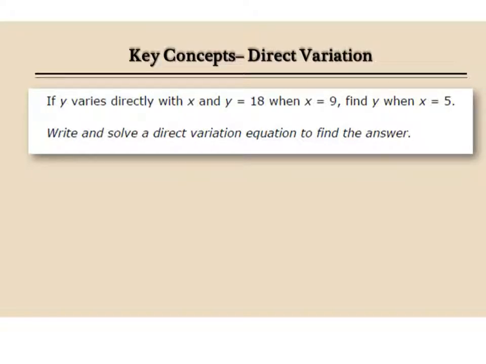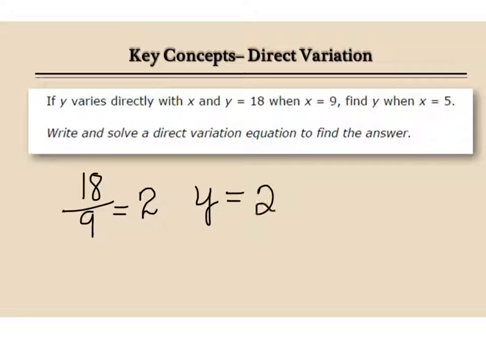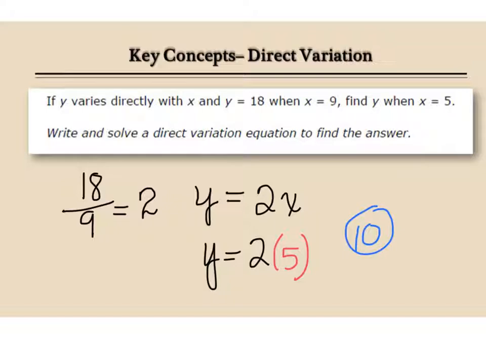All right, here's a little different type of problem. It says if y varies directly with x and y equals 18 when x equals 9, find y when x equals 5. So we're going to take y over x, so 18 divided by 9. 18 divided by 9 is 2. That's our constant. So our equation is y equals 2x. They want to know what y is when x is 5. So y equals 2 times 5. And 2 times 5 is 10. So when x is 5, y is 10.